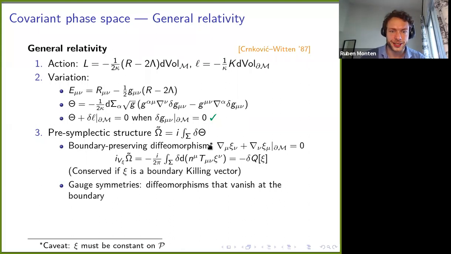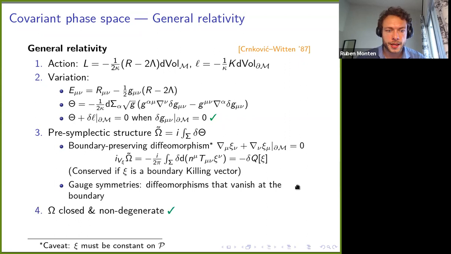Let me put this caveat here, which we'll come back to later. We're assuming here that this diffeomorphism vector is constant on the phase space, so in particular it doesn't depend on the fields, which is the case, as we will see, for asymptotically AdS, but which will not be the case for the cutoff AdS versions. And then, modding out following the covariant phase space scheme, we arrive finally, as was worked out by Crnković and Witten in '87, at a closed and non-degenerate symplectic form, which they have explicit expressions for.